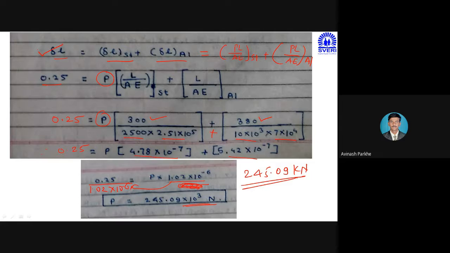Okay. So this is about the problems on the bars of varying cross-sectional area. Now we will move to the next.